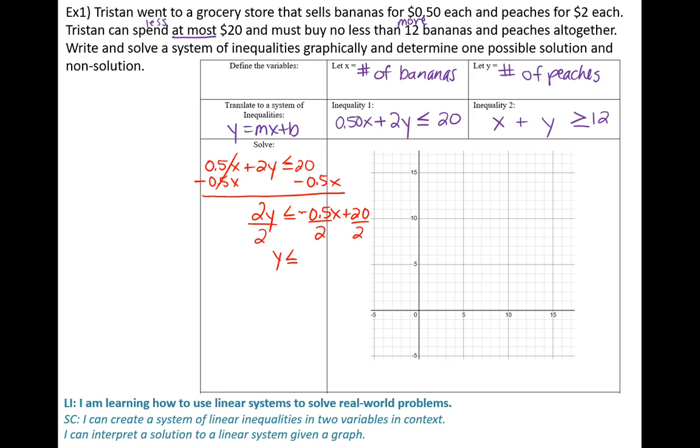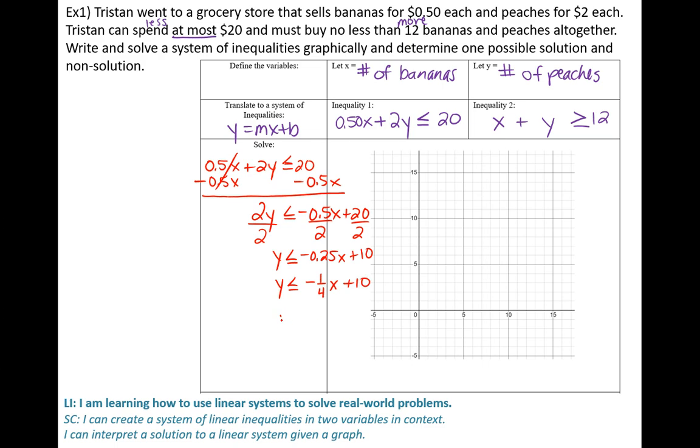This is kind of a weird one. What's negative 0.5 divided by 2? If I cut 50 cents in half, I would have a quarter, so negative 0.25x is what I have left over. And then 20 divided by 2 is 10. Since we're going to be graphing this, I'm going to turn that decimal into a fraction. So hopefully we know 1/4 or 25 cents is a quarter. So this is negative 1/4 if I write it as a fraction. All right, and with that, I'm ready to graph.